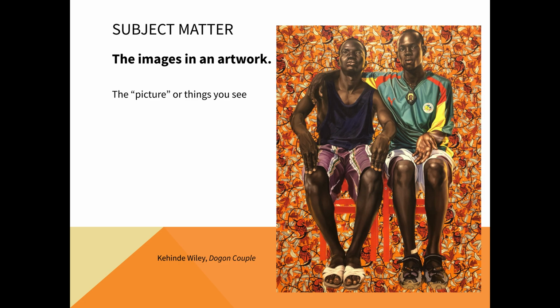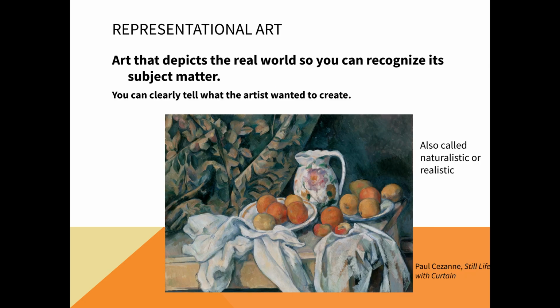Now, with our different types of art, artists are doing different things with their subject matter. So in our first type, representational art, this is art that depicts the real world so you can recognize its subject matter. So those pictures, we can clearly tell what they are. This is also called naturalistic or realistic. So this is oftentimes the type of art that we understand the best because it's painted or created in a way that looks realistic to us.